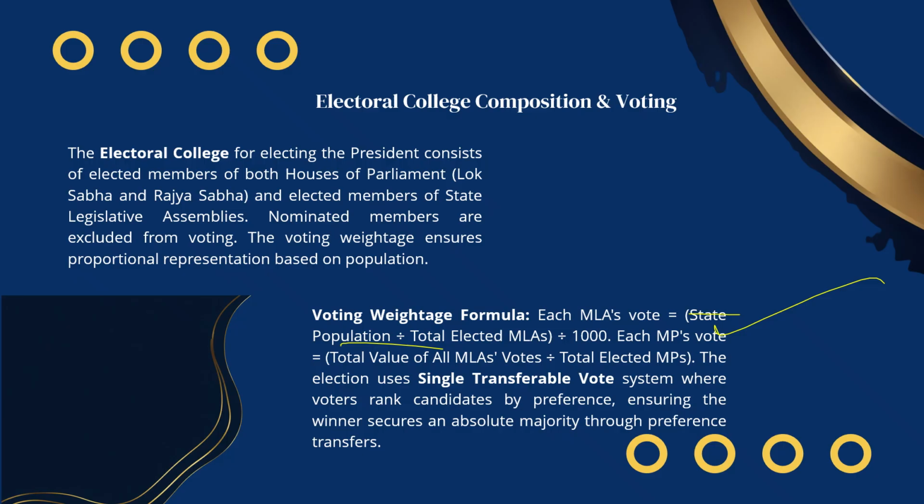The election uses single transferable vote, which means voters rank candidates in order of preference. This ensures fair representation. No vote is wasted. Winner gets majority support. So the president is not elected by simple majority. He is elected through a system that ensures broad national acceptance. Every vote has a value, but that value is calculated carefully to maintain balance. And this entire system reflects the federal and democratic nature of India.